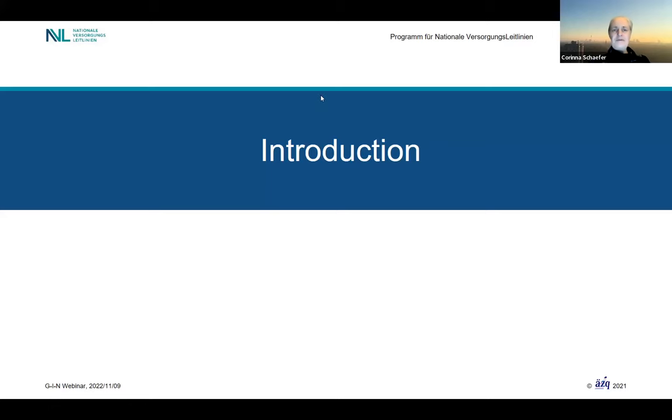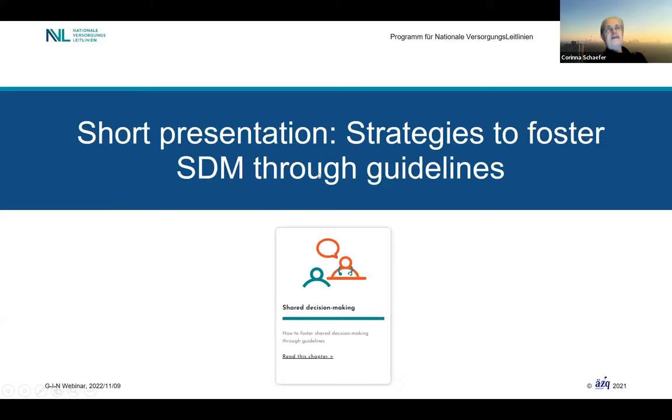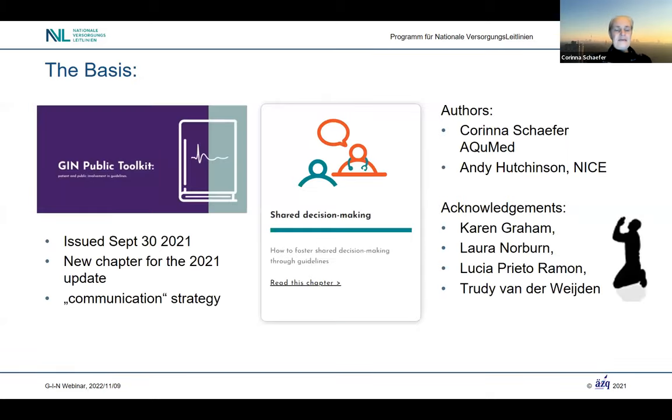I would like to continue now with the presentation and give a very short presentation on the toolkit chapter where this workshop is based upon. It is the chapter that has been issued last year on shared decision making and guidelines. That's what it looks like. I did this chapter together with Andy Hutchinson from NICE. He was responsible for the development of the NICE guideline on shared decision making.